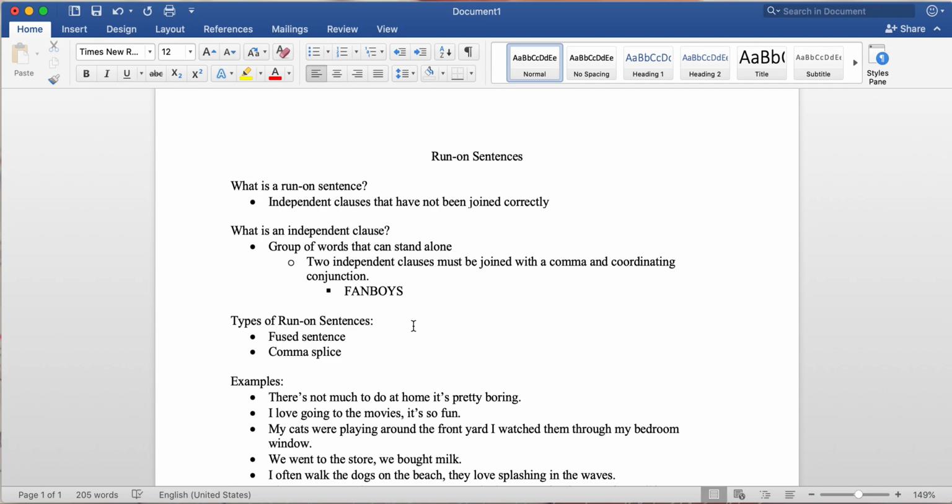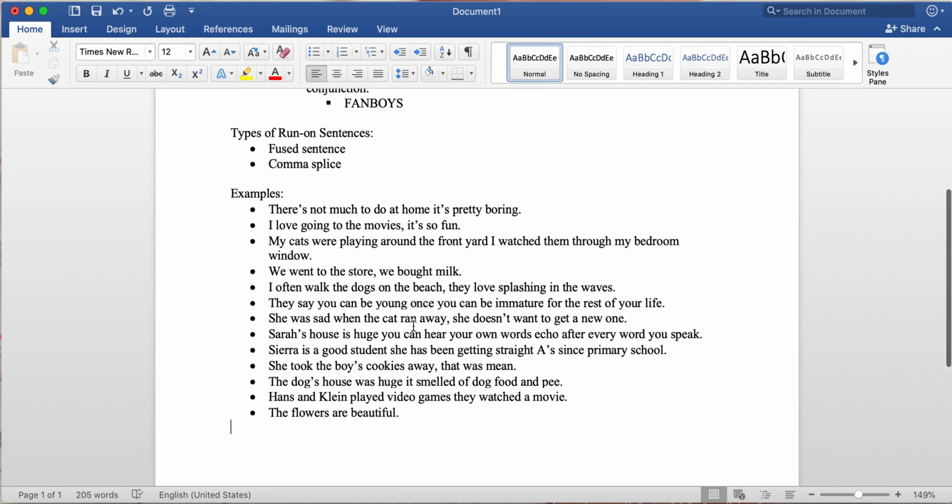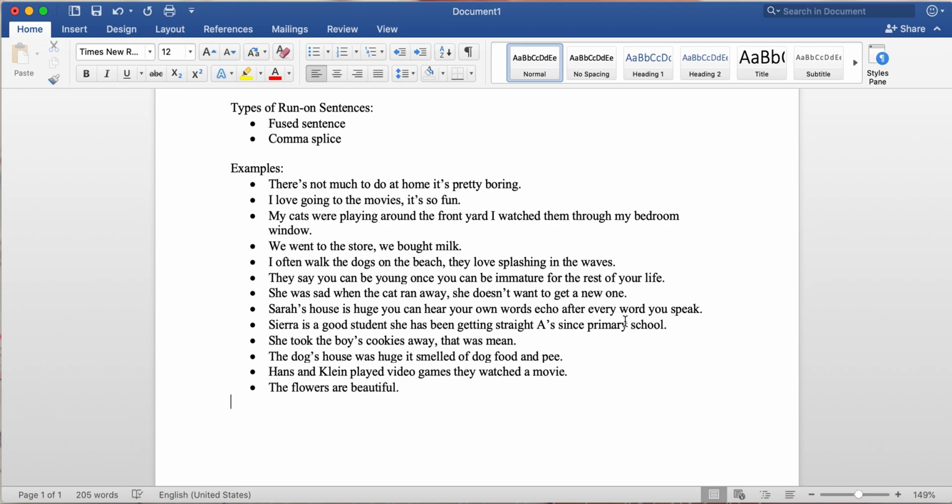Now, as for our comma splice, it is when two or more independent clauses are joined with a comma but without a coordinating conjunction. So I want to take a look at some examples, and I got a little crazy here with the examples, but bear with me. The first one here is: there's not much to do at home. It's pretty boring. So this one would be a fused sentence. And why? There are no marks of punctuation and no coordinating conjunction between the independent clauses.